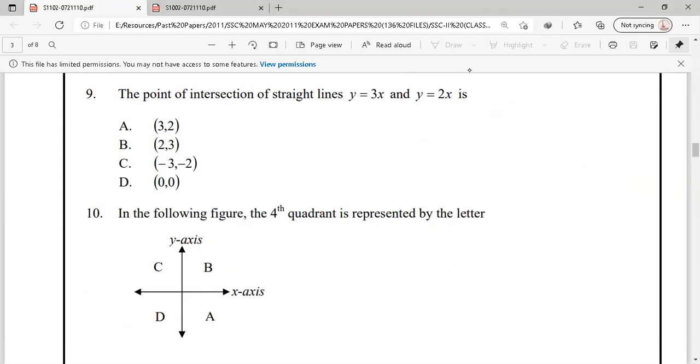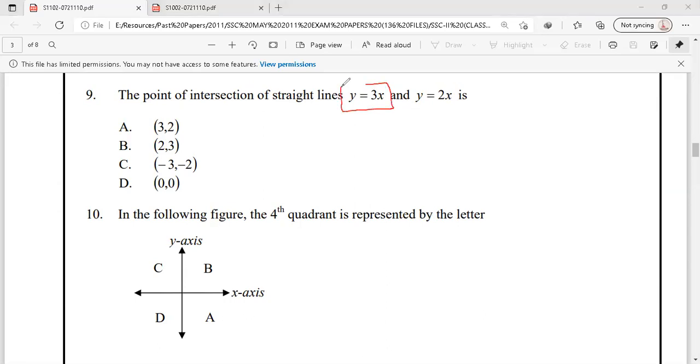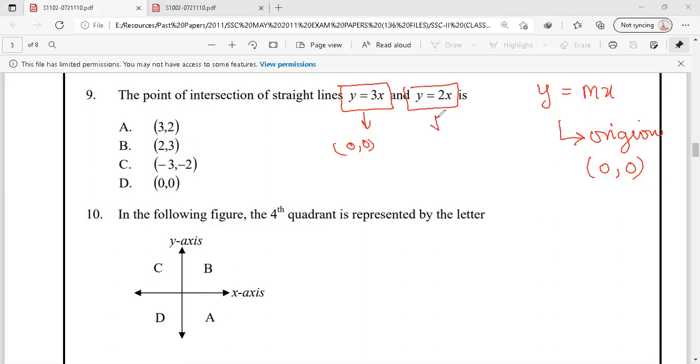Then see question number 9 and 10. The point of intersection of the lines y equals 3x and y equals 2x. So we have two equations that are of the form y is equal to mx. And we know that this type of lines always passes through origin. The type of line y equals mx is the one that passes through the origin that has the coordinate 0 comma 0. So this line also passes through 0 comma 0, and this line also passes through 0 comma 0. It means the point of intersection of these lines is option D.